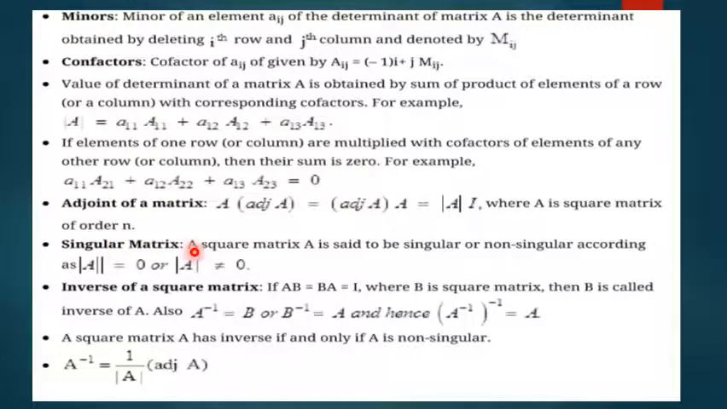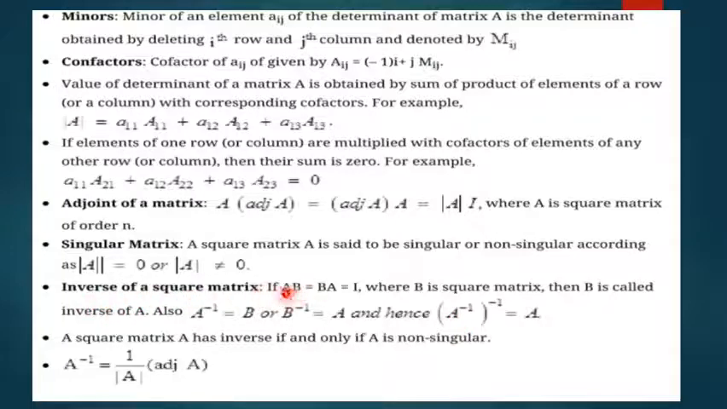Next is singular matrix. A square matrix is said to be singular or non-singular accordingly as mod of A, that is the determinant of A, is 0 or not equal to 0. It means it is singular when its determinant is 0 and it is non-singular when its determinant is not equal to 0. This singular and non-singular concept is used to find the inverse of a matrix. We see it in the next part.